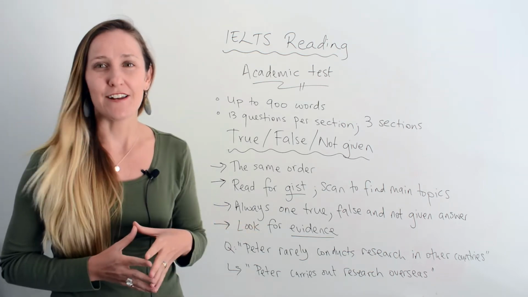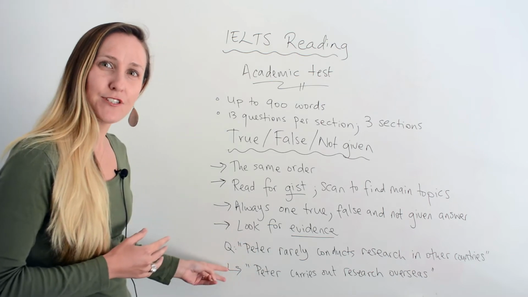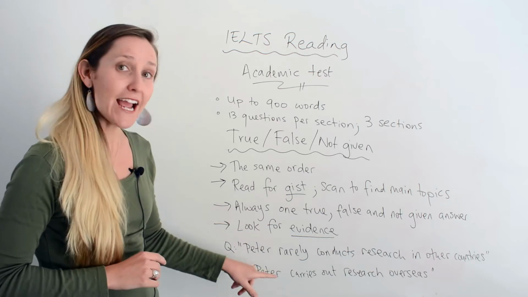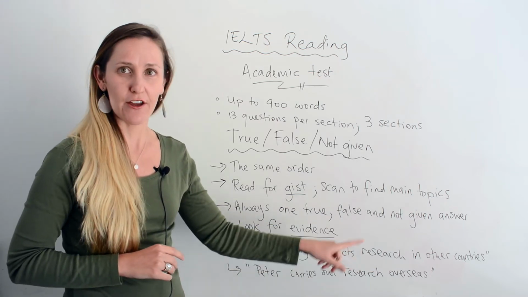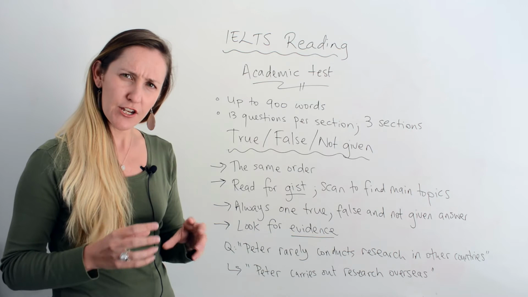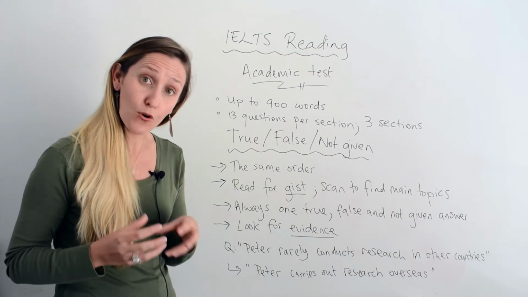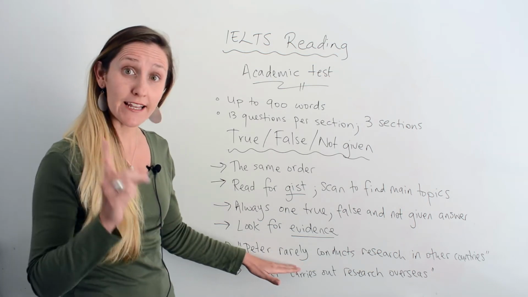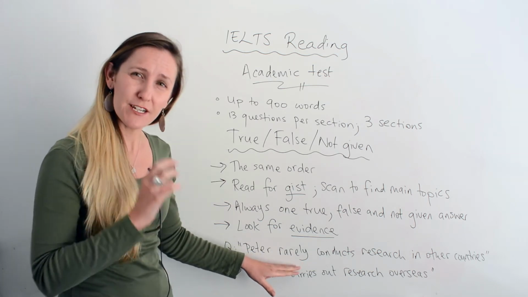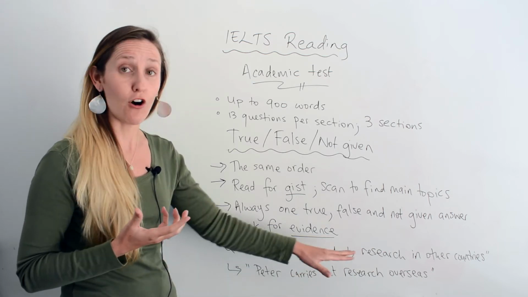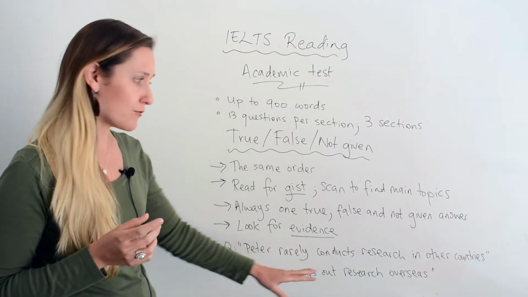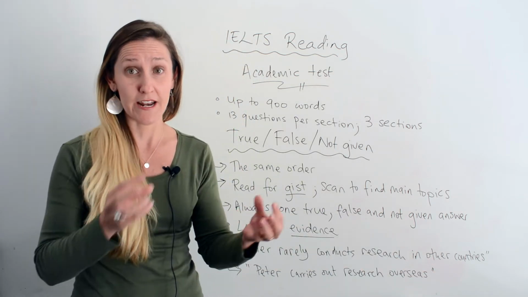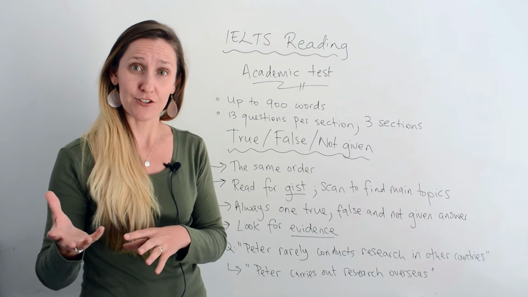Look at the evidence. Let's have a look at these 2 sentences here. Imagine that the question is, Peter rarely conducts research in other countries. The first thing that you need to do is think about what are the important words in that statement. I would suggest that rarely is a very important word because it can change the meaning of the whole phrase. And the next important word is other countries, because we can make a comparison between Peter's country and foreign countries.